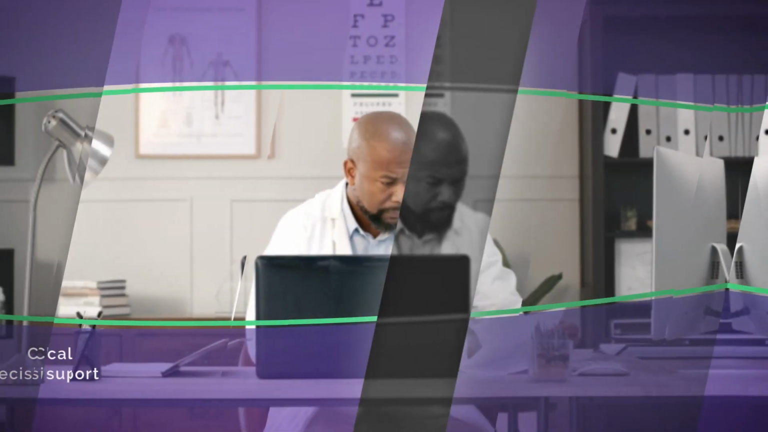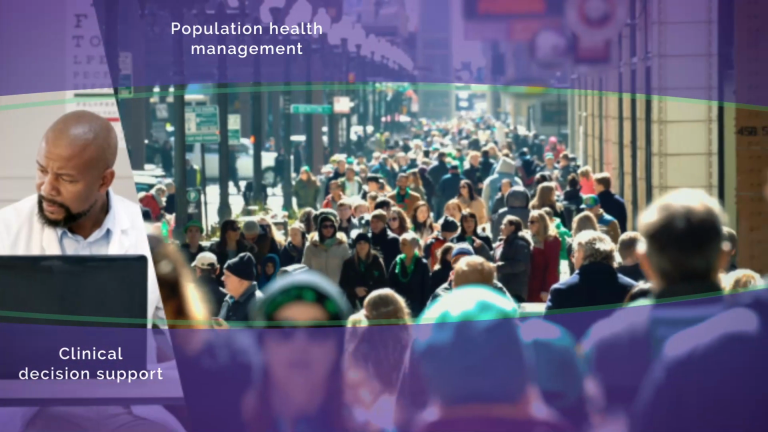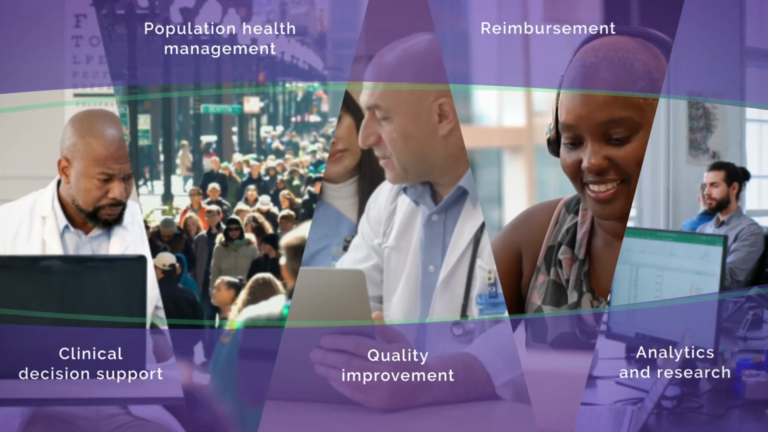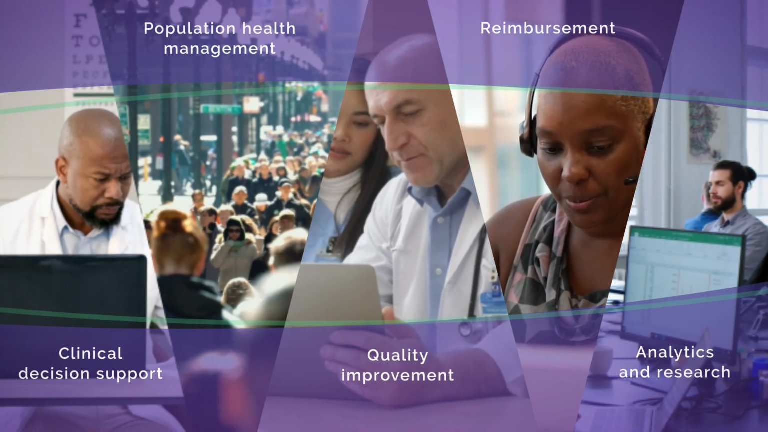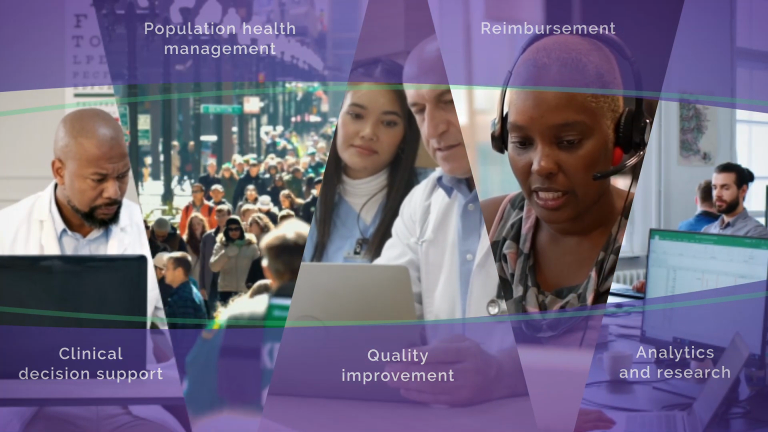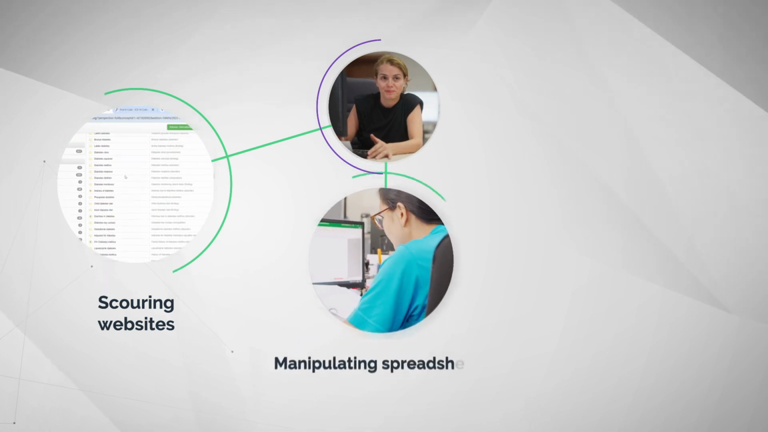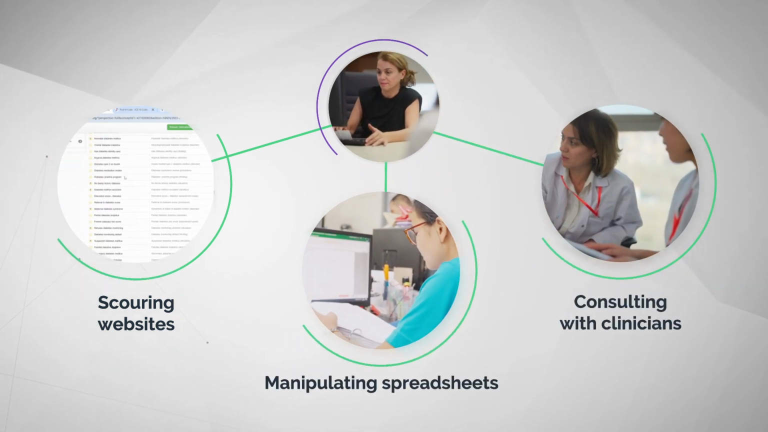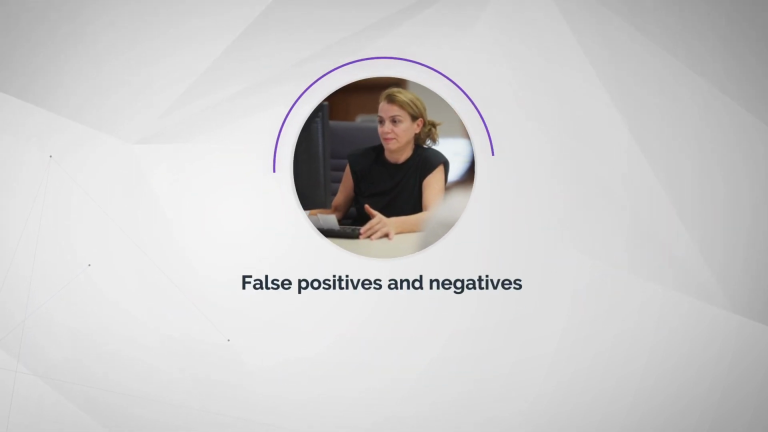Whether they're created for clinical decision support, population health management, quality improvement, reimbursement, or analytics and research, healthcare organizations must source and validate hundreds of codes to build an accurate value set. This process remains highly manual, with staff scouring websites, manipulating spreadsheets, and consulting with clinicians. And even then, these value sets may identify false positives and negatives. But it doesn't have to be that way.